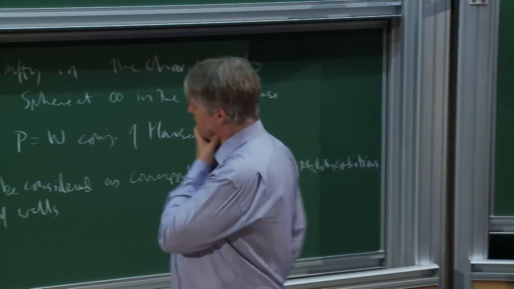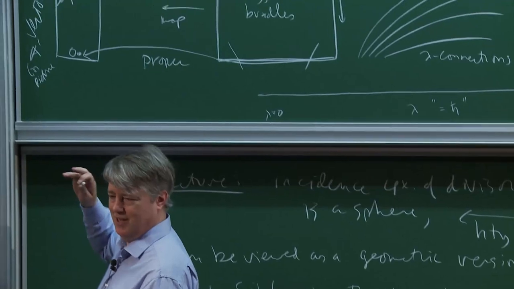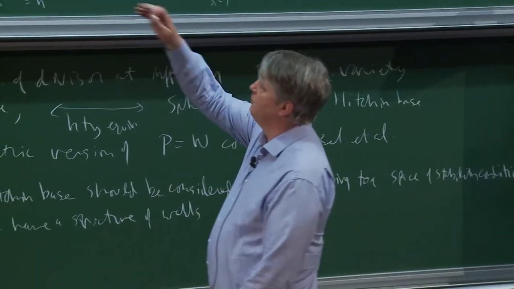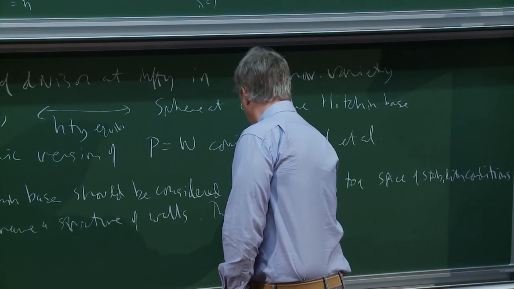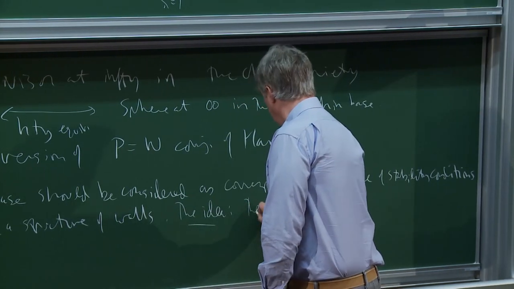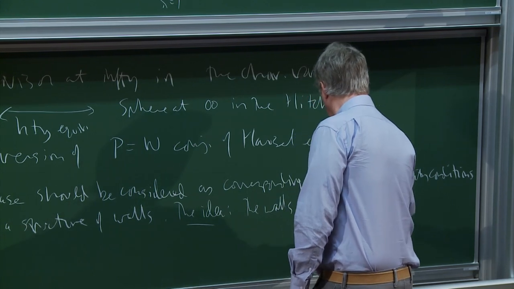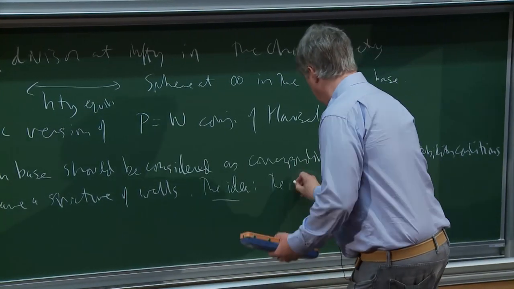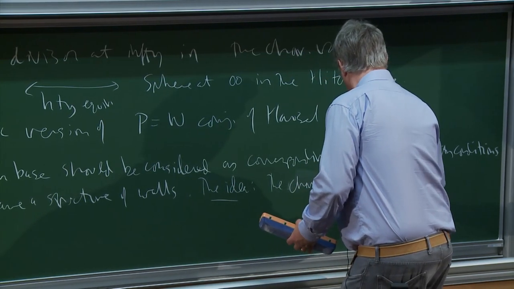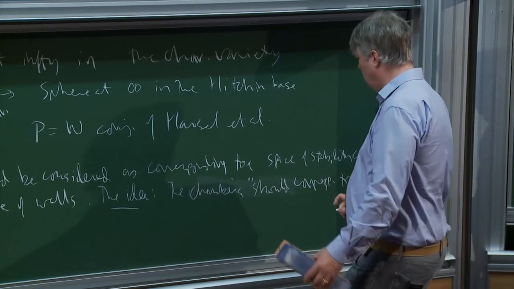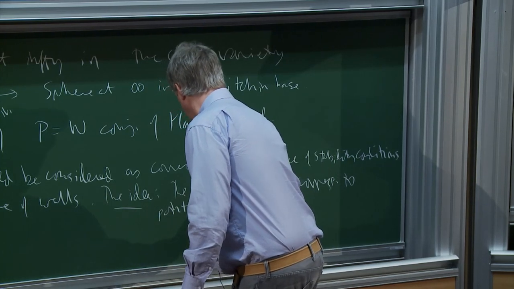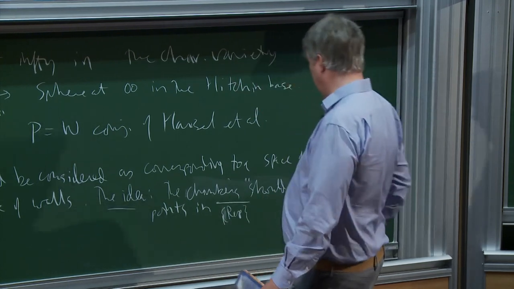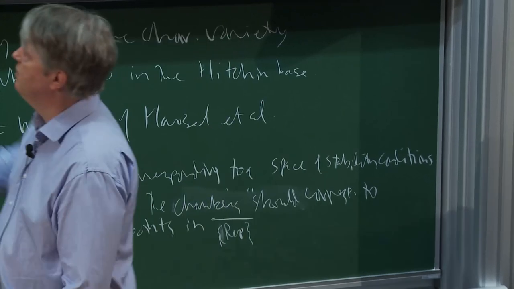Yeah. But in any case, in the space of stability conditions, we have some walls. If this is sitting inside the space of stability conditions, we'll have walls, which are the intersection of the walls into here. And these walls are the things which I drew in the example. The idea is that these should be the chambers, in fact. The chambers should correspond to points in the character variety, in the compactification of the character variety. So chambers over there should go to points over here.